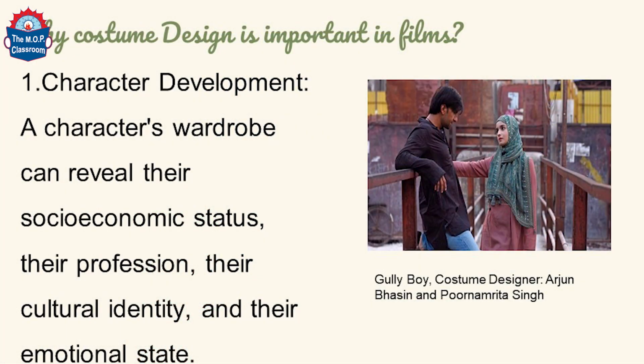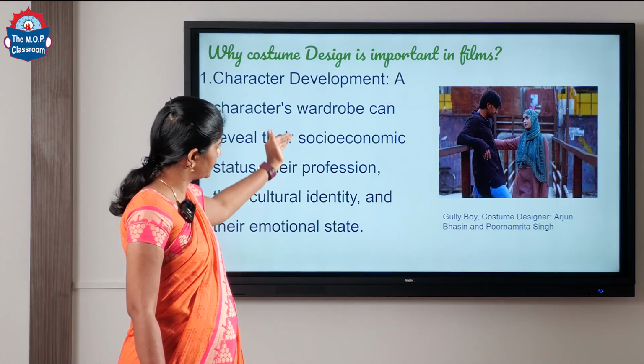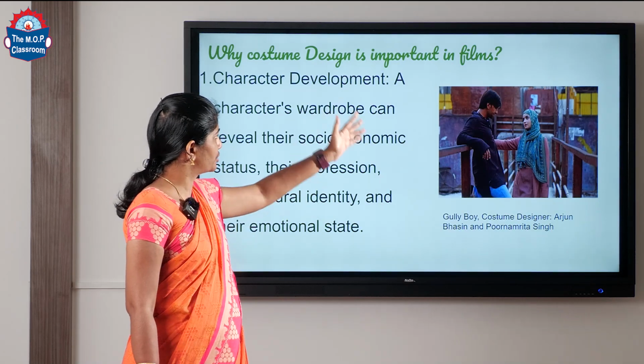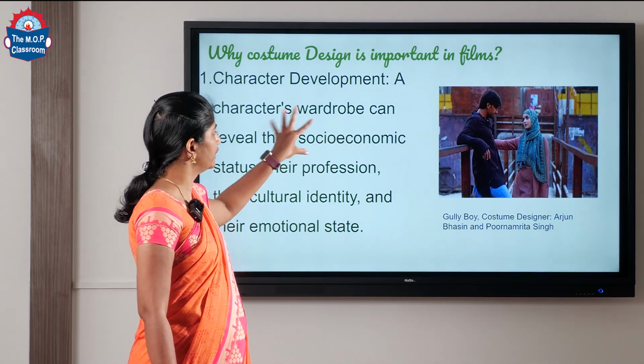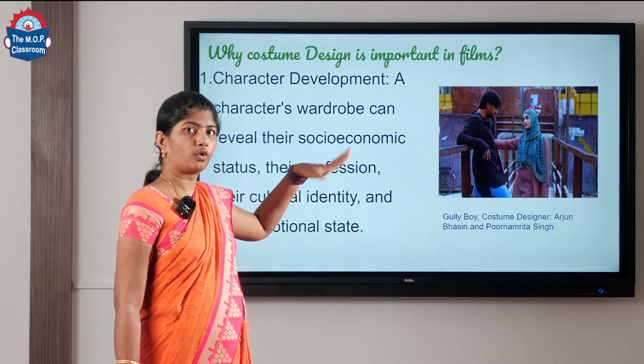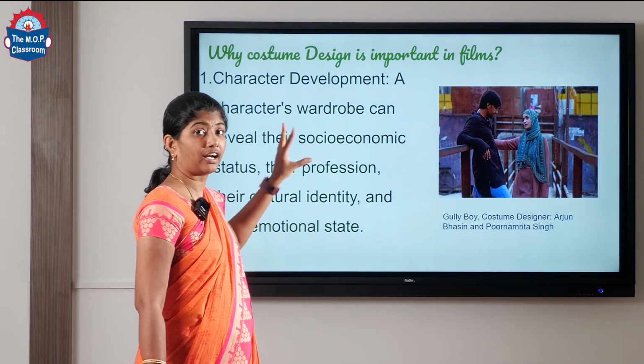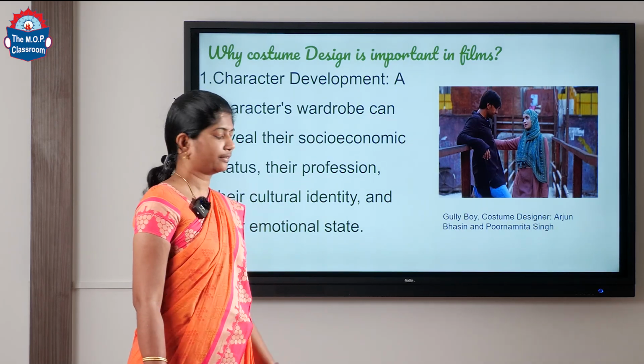Sometimes a character's wardrobe can reveal their socio-economic status, their profession, their cultural identity, as well as their emotional state. So in this example from Gully Boy, you see that, okay, this person is a Muslim, this person is a little upset or sad for now, and she is trying to console, right? And when you look at Alia's character, you also think, okay, she is a little bit of a cheerful person. The way she wraps her scarf, the color of her scarf, everything screams of that.